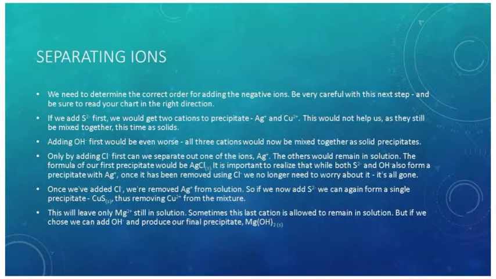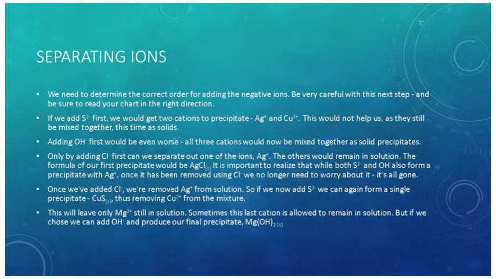The formula of the first precipitate would be AgCl solid. It is important to realize that while both the S2- and the OH- also form precipitates with Ag+, once it has been removed with the Cl-, we no longer need to worry about it. It's all gone. Once we've added the Cl-, we've removed the Ag+ from solution. So if we add the S2-, we again form a single precipitate, copper sulfide solid, thus removing all the copper from the mixture. This will leave us with the Mg2+ still in solution.